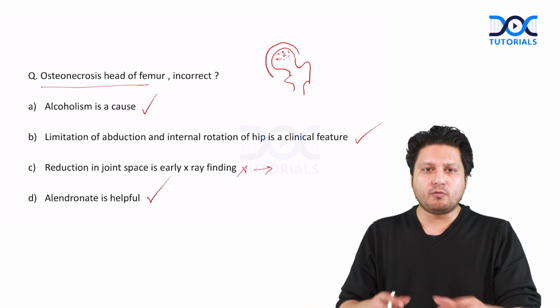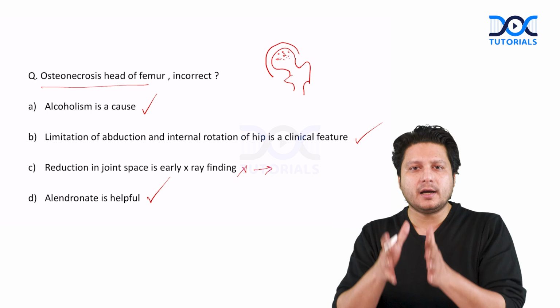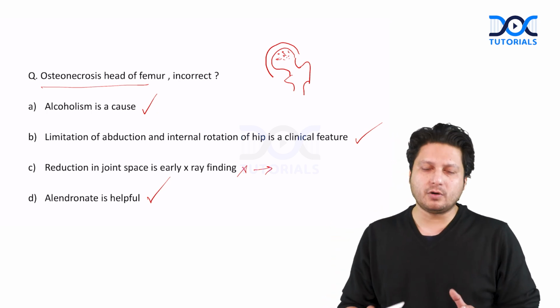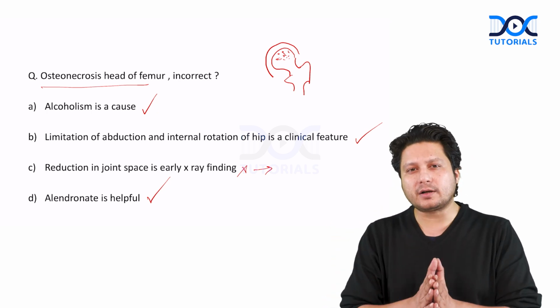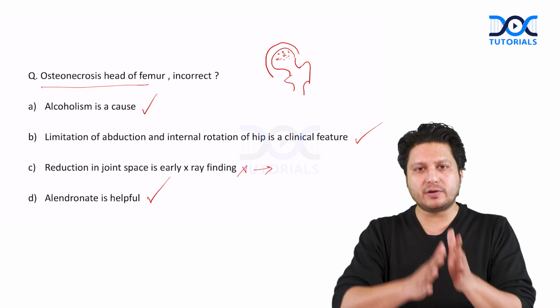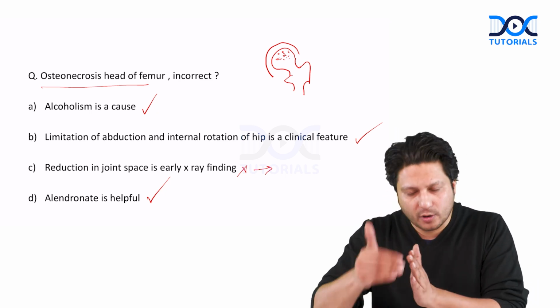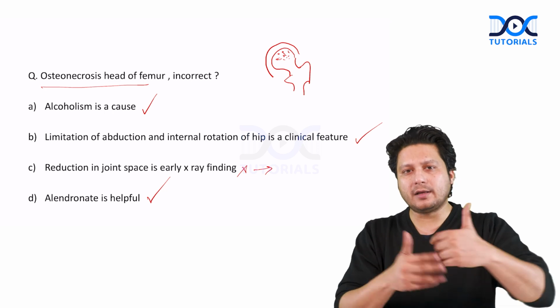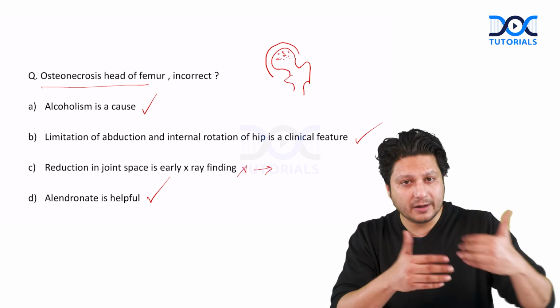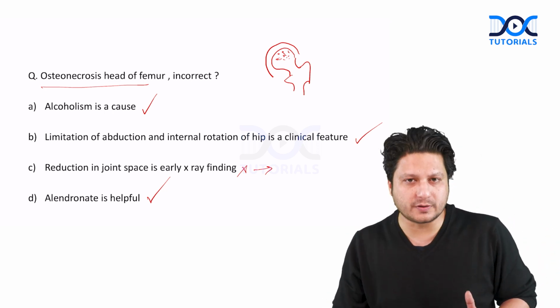And finally, what are the names of the drugs which are helpful in the management of avascular necrosis? One thing is that these are not the drugs which can cure the condition. These are the drugs which can just limit the progression of the condition, and that too in the earlier stages, that too in the pre-collapse stage of the osteonecrosis of the head of the femur.